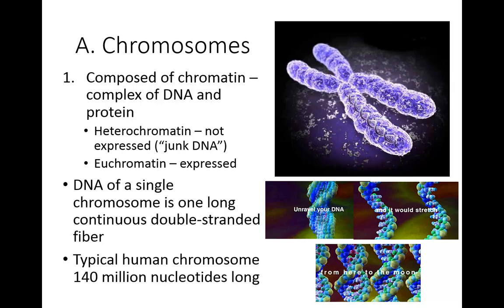If you unwound a human chromosome, it would go from here to the moon. And it's typically 140 million nucleotides long. Remember we talked about A, C, G, and T, those nucleotides, or those are the base pairs of the nucleotides.